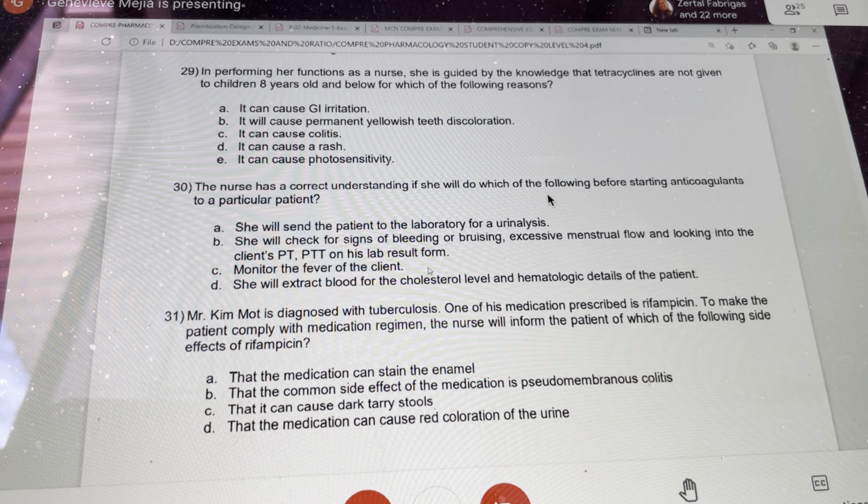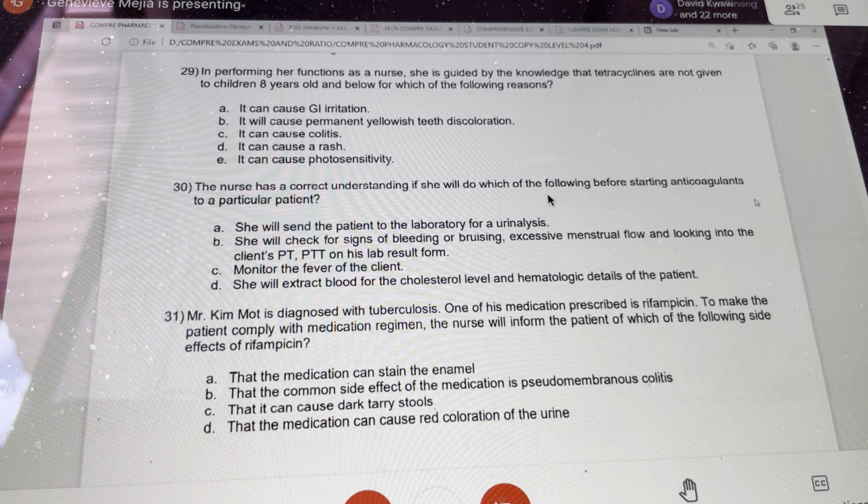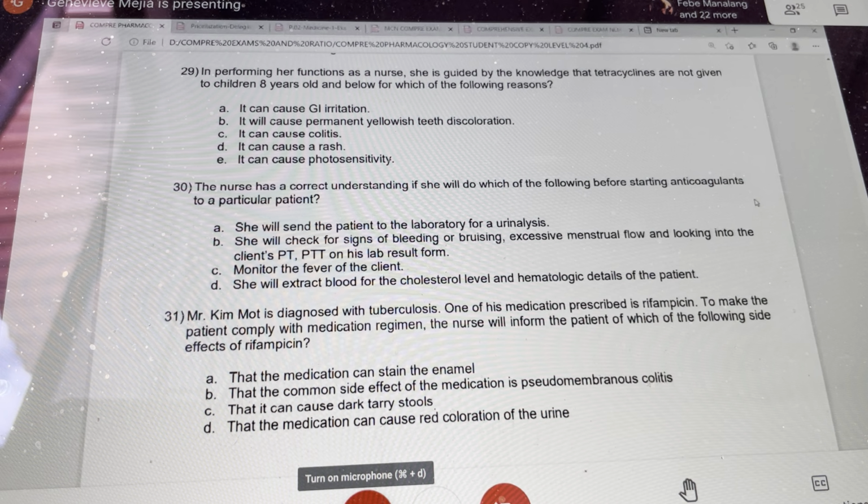So this will serve as your baseline data or basis, especially if your patient will start with an anticoagulant treatment. So you are aware that your anticoagulants are, ano ulit ang anticoagulants? Will you please define it? Bago natin tuluyang makalimutan, what is an anticoagulant? Anyone? Prevents clotting. Okay, so this is a medication that will prevent the formation of clots. That's number 30. Marami pa tayong encounters on anticoagulants sa ibang numbers.